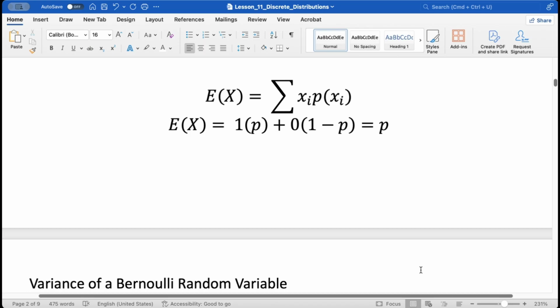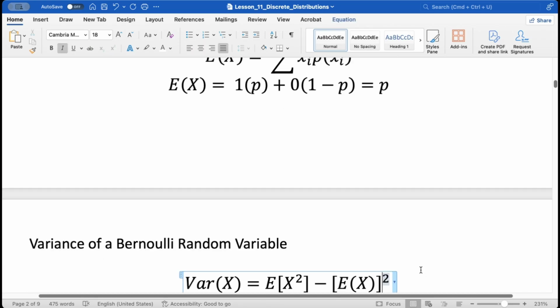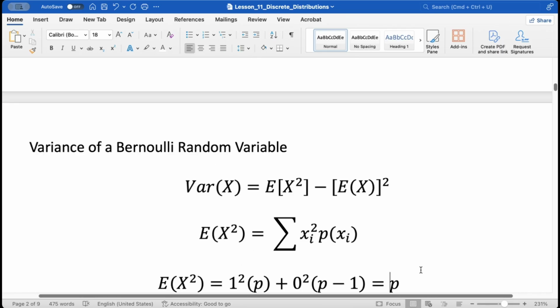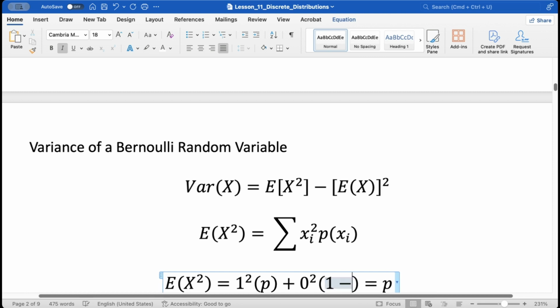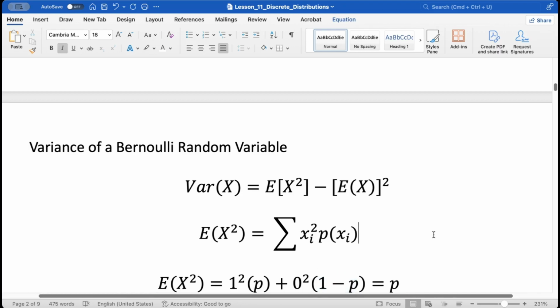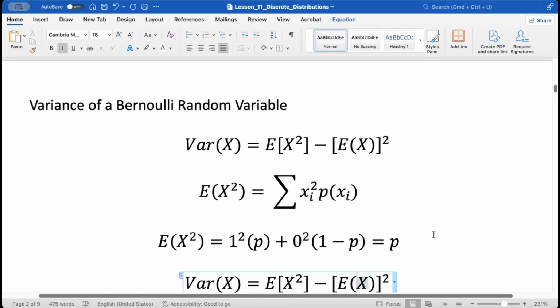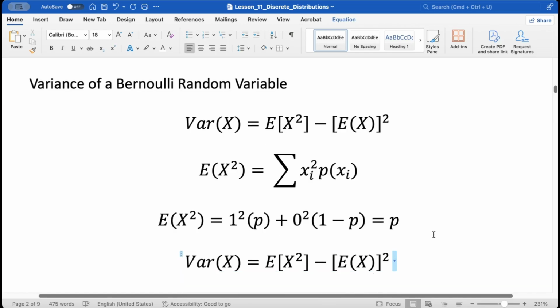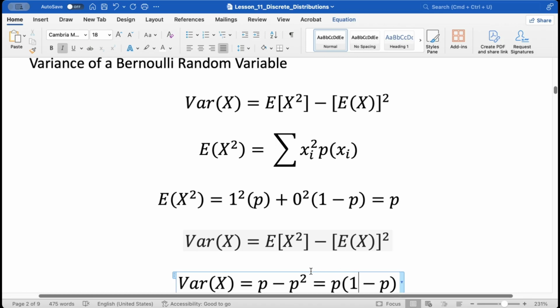Now, what's the variance of a Bernoulli random variable? We need to do the expected value of x squared. So that's going to be 1 squared times its probability p plus 0 squared times its probability, which is 1 minus p. And again, the 0 knocks out everything, and we're left with 1 times p. So we get the same answer. We get p again. So now we do the formula here for variance, expected value of x squared minus E of x, quantity squared. So it's p minus p squared. And if you want, you can factor out a p times 1 minus p.